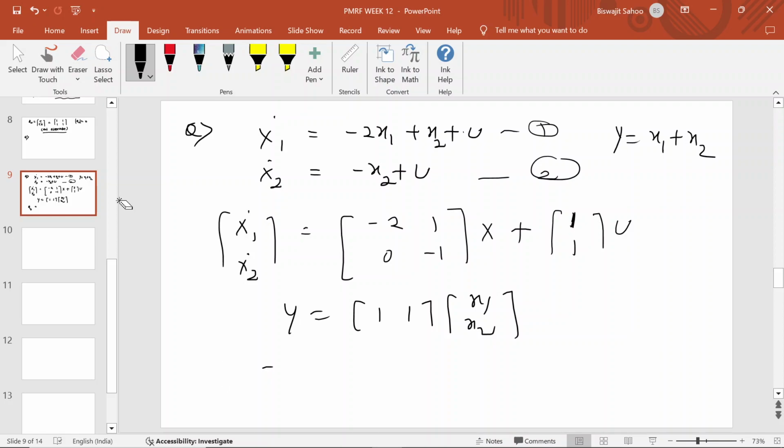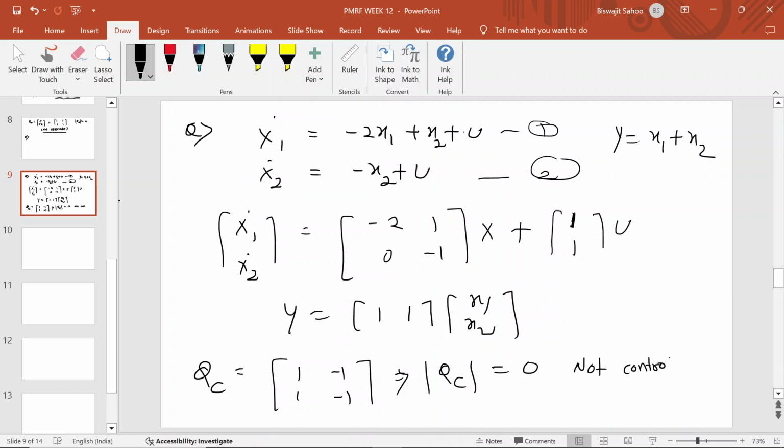First find out the controllability, Q_C. The Q_C matrix is nothing but B and AB. As I told you, first of all, frame a matrix which is B and AB. B is [1, 1]. AB is what? [-1, -1], right? So if you find out the determinant of this matrix, it will be 0. If it is 0, then it is not controllable, right? It is not controllable.